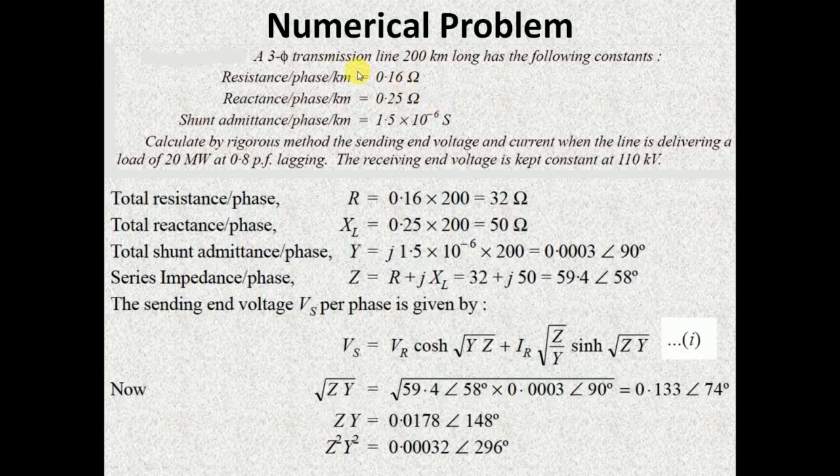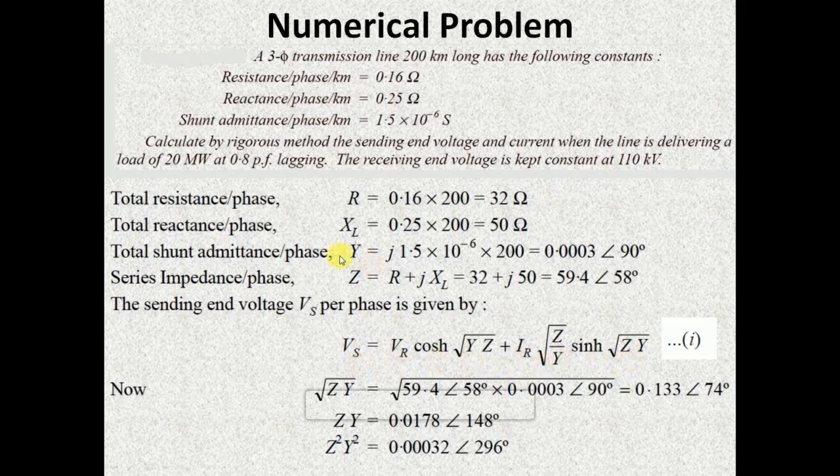In this numerical problem, you are asked to find the sending end voltage and sending end current. The transmission line given is actually a long transmission line. Both the series and shunt parameters are given. The receiving end load details are also mentioned here. So the sending end voltage can be determined by using the standard relation.